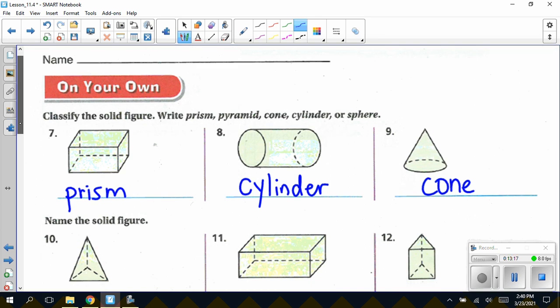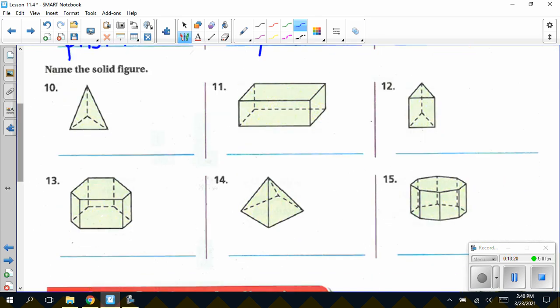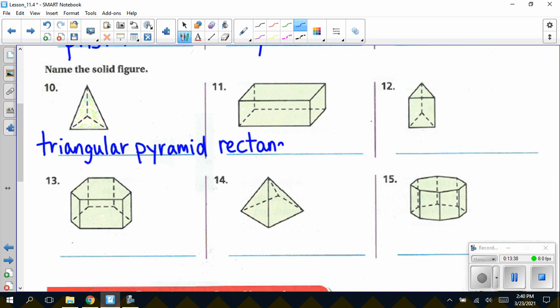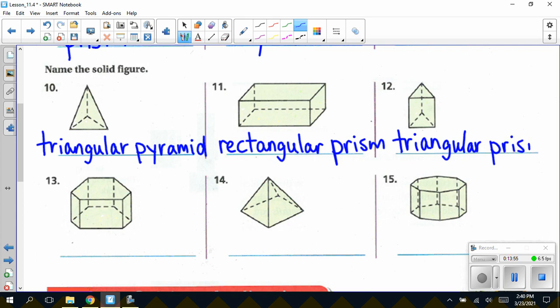Then the names of 10, 11, and 12: I have a triangular pyramid. Number 11 is a rectangular prism. And number 12 is a triangular prism. Now do the same for 13, 14, and 15.